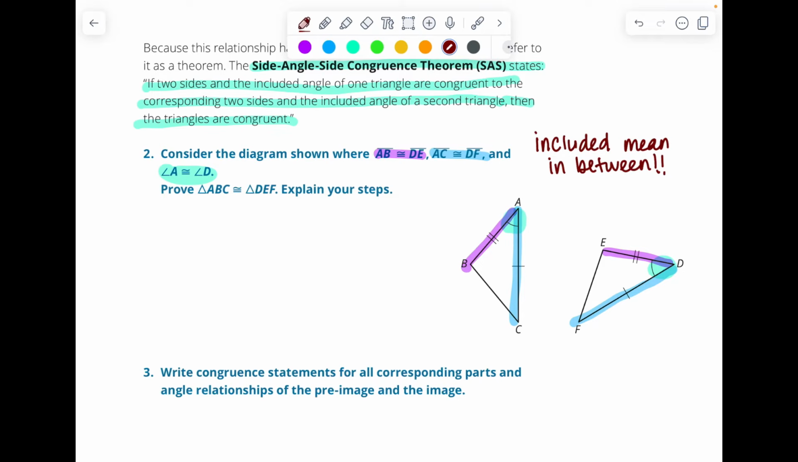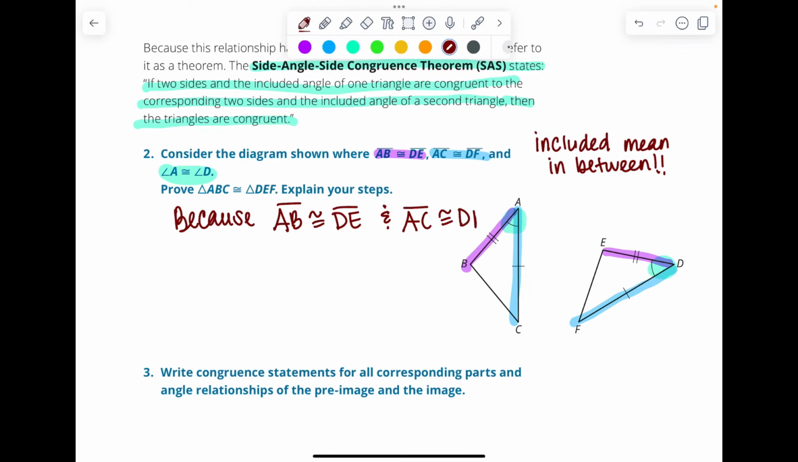So we're going to prove that these two triangles are congruent. Well, I'm going to just keep it a buck. We know that these are congruent because of the side angle side congruence theorem. So because AB is congruent to DE, and AC is congruent to DF, and angle A is congruent to angle D, and I'm going to put in parentheses, those are the included angles.